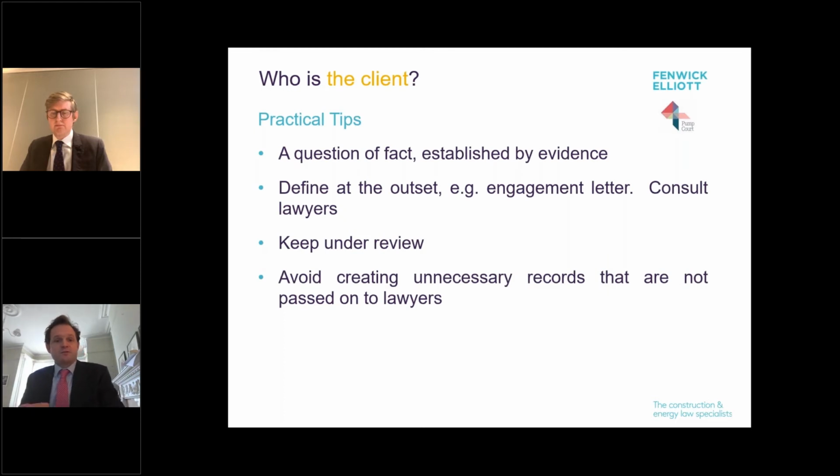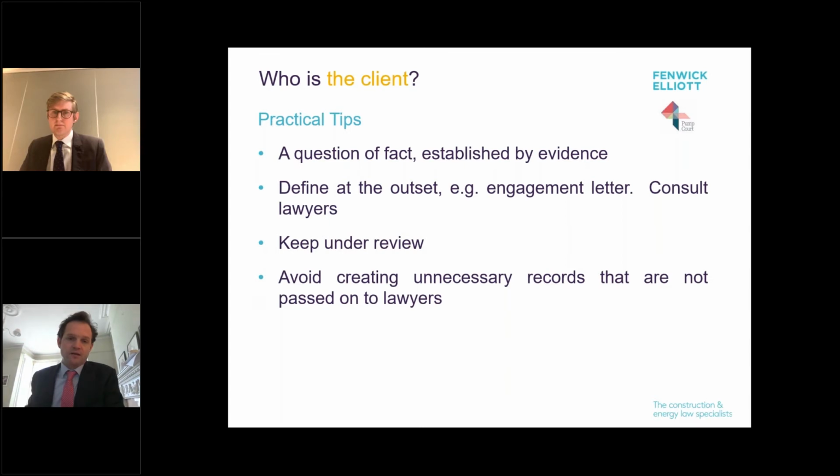So some practical tips. Well, ultimately, the court is going to decide as a question of fact who the client is. They'll look at the evidence. So you need to try and make a record of who those individuals are that are tasked with giving and obtaining legal advice.